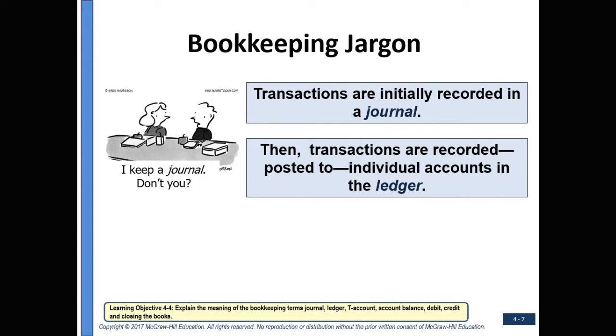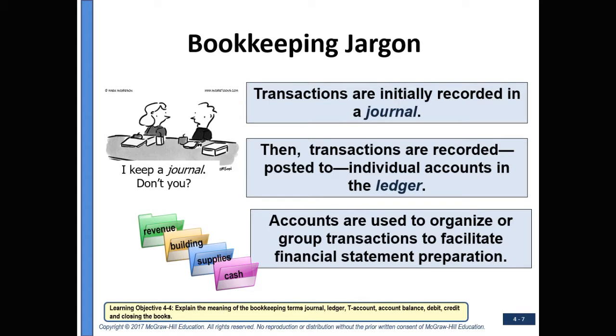Bookkeeping is one part of the accounting process. Transactions are initially recorded in the general journal. Transactions are then posted to the individual accounts in the ledger. Accounts are used to organize or group transactions to facilitate the financial statement preparation.